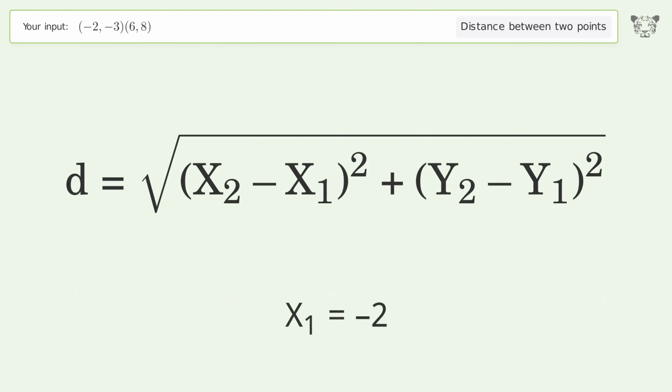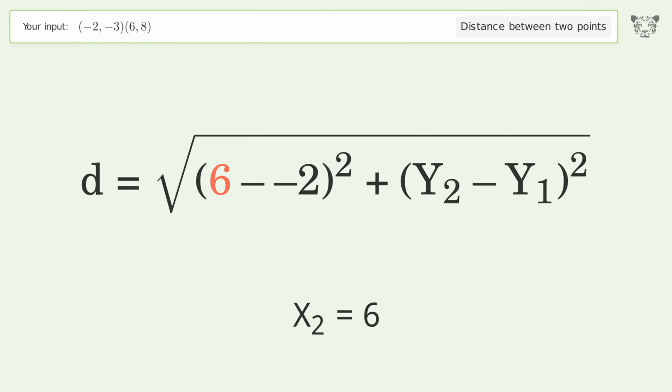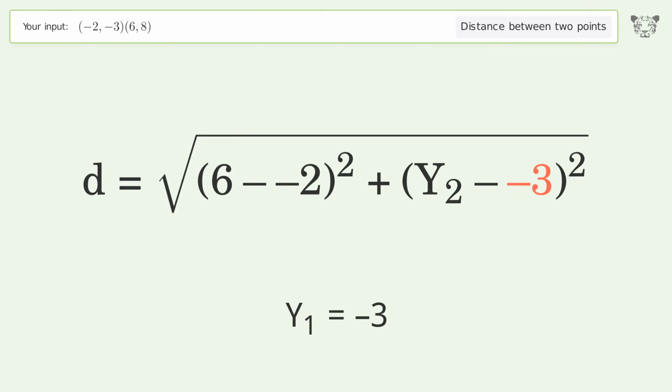x1 equals -2. x2 equals 6. y1 equals -3. y2 equals 8.